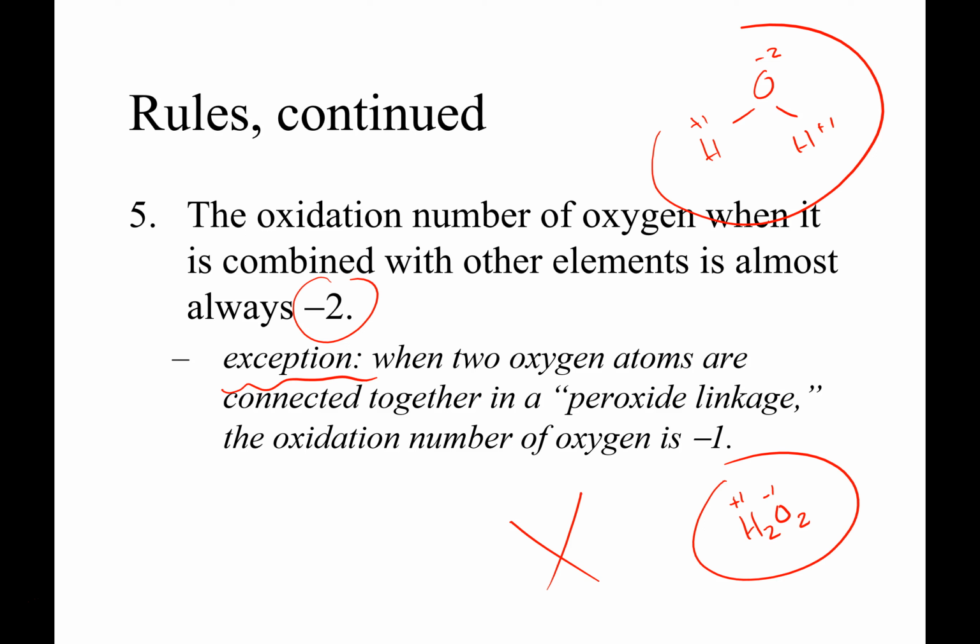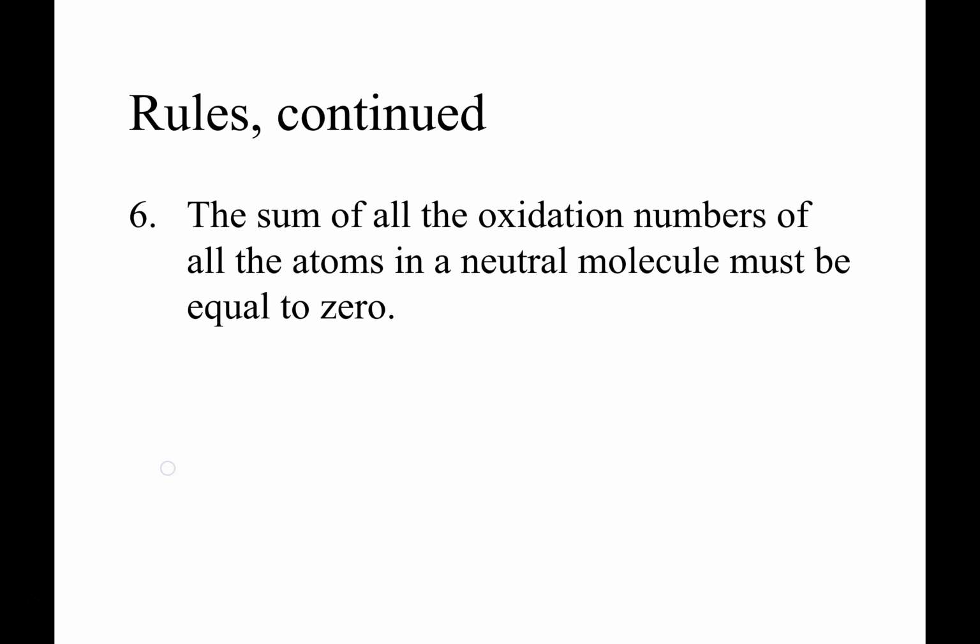Notice that if I look at this neutral molecule, and we do this when we get to assigning oxidation numbers, can you see where I have 2 hydrogens? They're both a +1. And I've got 2 oxygens, they're both a -1. So what is the sum there? It's 0. Since it's a neutral molecule, it needs to add up to 0. So that's a good check. That's rule 5. Rule 6.